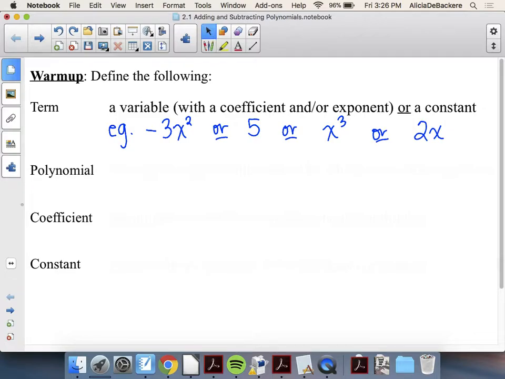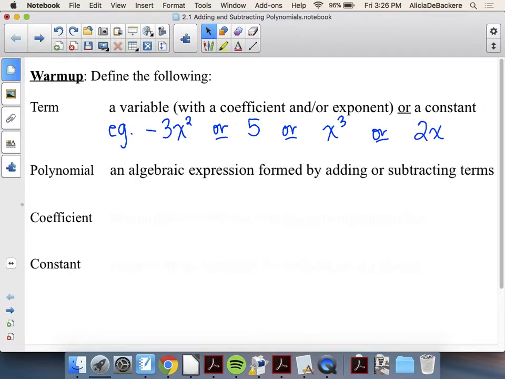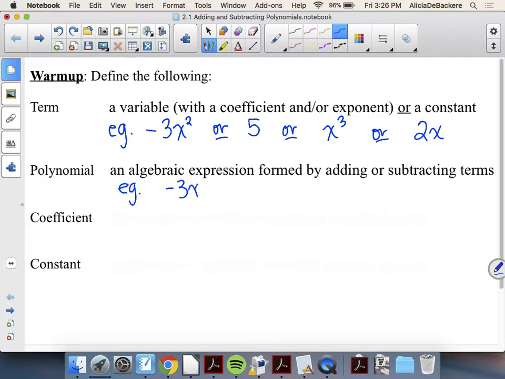The next word I asked you to define was polynomial. So a polynomial is an algebraic expression that we form by adding or subtracting terms. So I can put together any of the terms that I had above or any other terms by adding them or subtracting them. So for instance, I could take the first and the second term that I had above and add them together. That would be a polynomial. Or I could take my next 2 and subtract them. And I could add or subtract more to that. So I could also have a constant on the end of that, and that would be a polynomial as well.